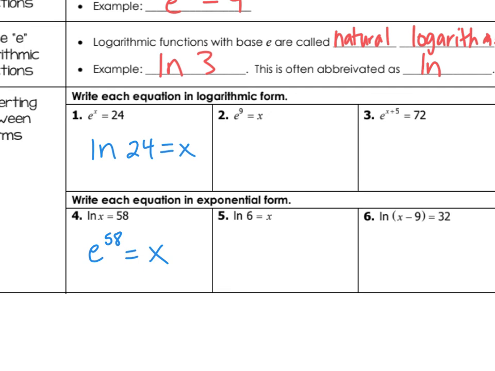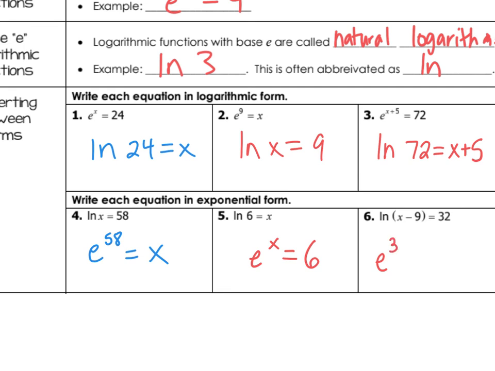So I want you to do the rest. We'll go over them quickly, and then we'll have the rest of the time to work. What'd you write on number 2? ln x equals 9. Perfect. Number 3? ln 72 equals x plus 5. Yep, natural log of 72 equals x plus 5. Somebody else tell me what you got for number 5. e to the x equals 6, good. And last but not least, finish us off, Lucas. Perfect. e to the 32nd equals x minus 9.